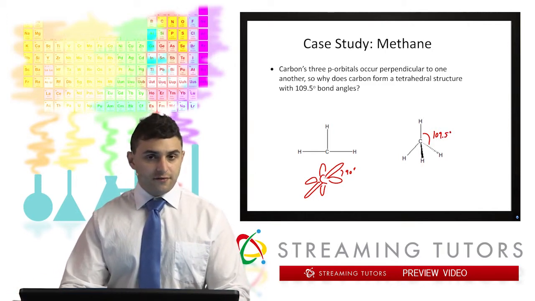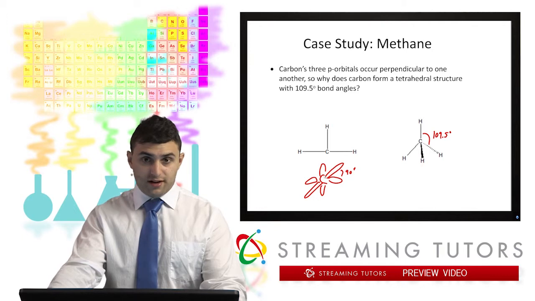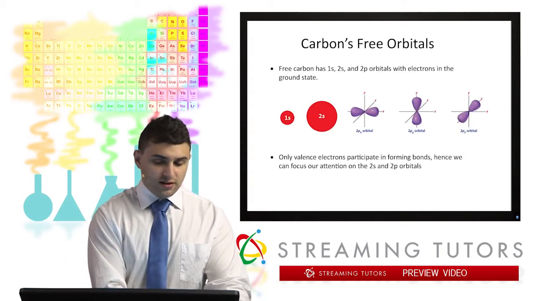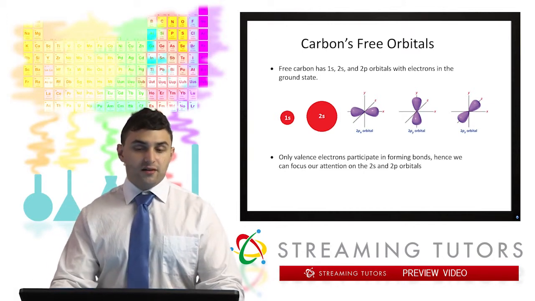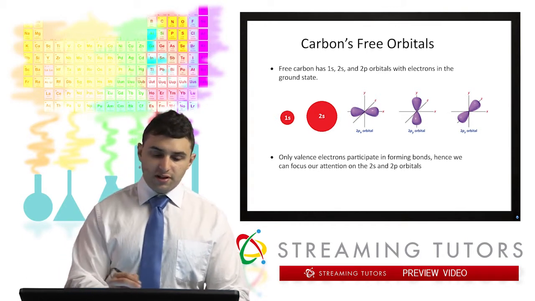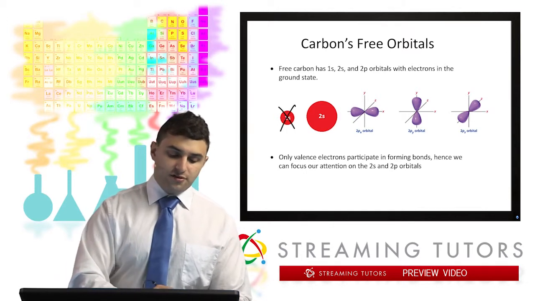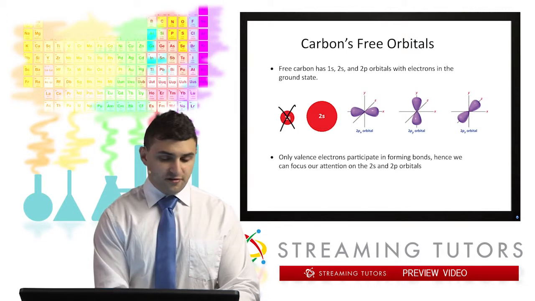So how did we get from what we'd expect from a single carbon atom with its p orbitals to the structure on the right? Let's look at the free orbitals in carbon. Carbon has 1s, 2s, and three 2p orbitals. We have to look at the valence electrons when we're talking about bonding, so we're not going to really consider the 1s orbital for bonding. So for bonding we have 2s, 2px, 2py, and 2pz. How do these interact to form those 4 bonds?